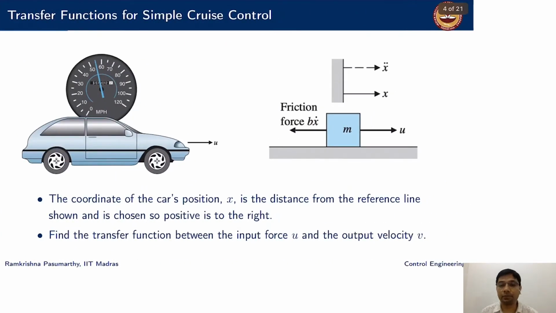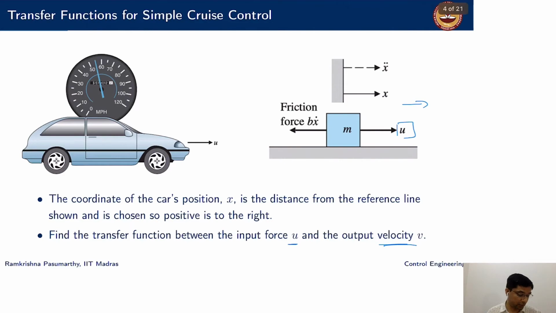Okay, so a few more examples, let's do, right? Some very simple ones. We make a lot of assumptions here, but this is good for us to build up our understanding. Transfer function for a simple cruise control. The coordinate of the car position is x, and the distance from the reference line is shown as positive to the right. This is the direction of motion. What I want to do is have the input as a force, and find the transfer function between u and the velocity. I don't want to look at position as the output, but I'm interested in at what speed my car is traveling.